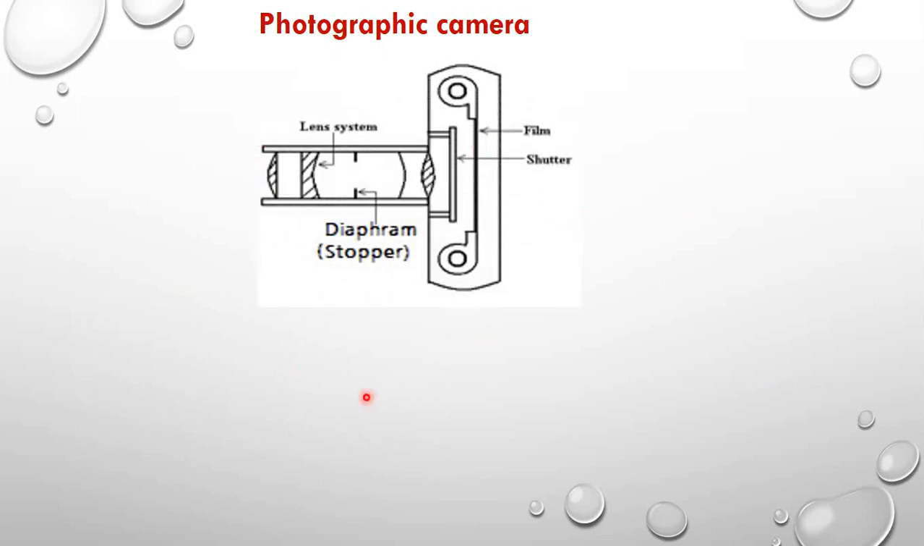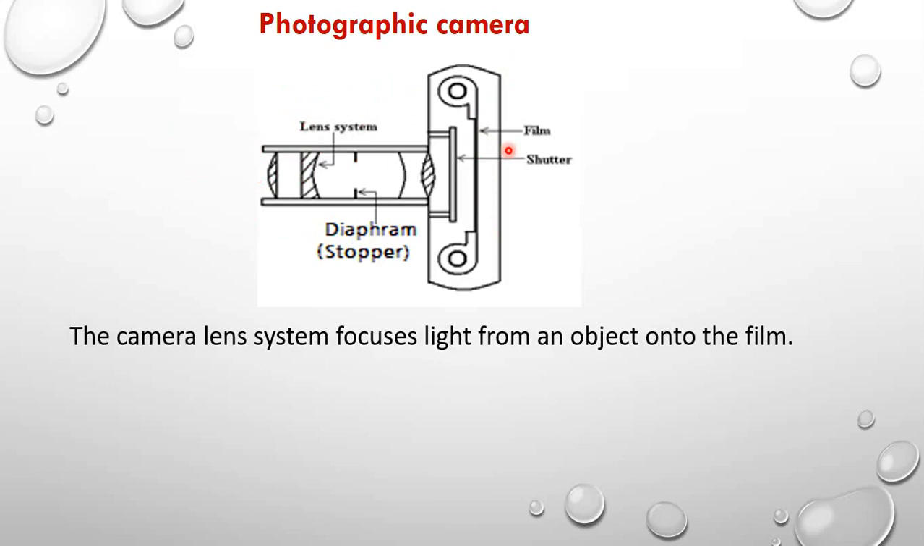So here we have a photographic camera, the diagram for a photographic camera. A photographic camera consists of the camera lens system, which focuses light from an object onto the film. And then the film is where the image is formed.